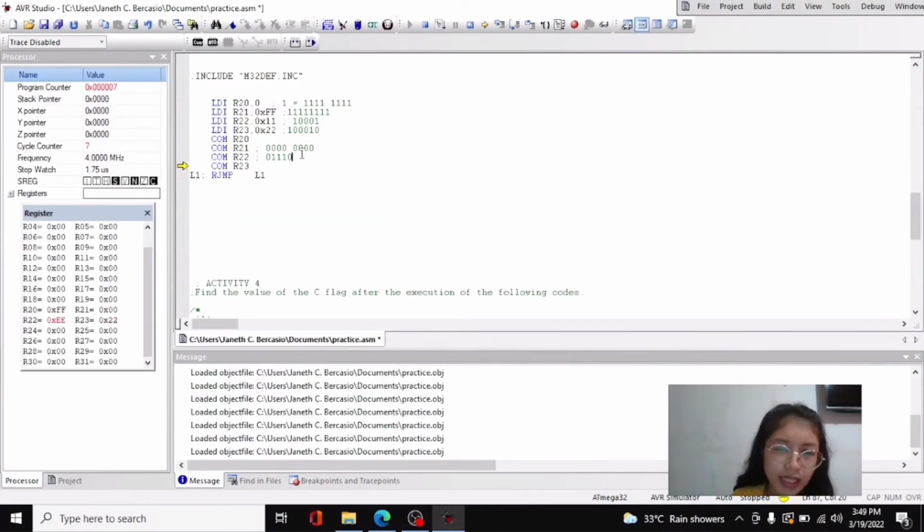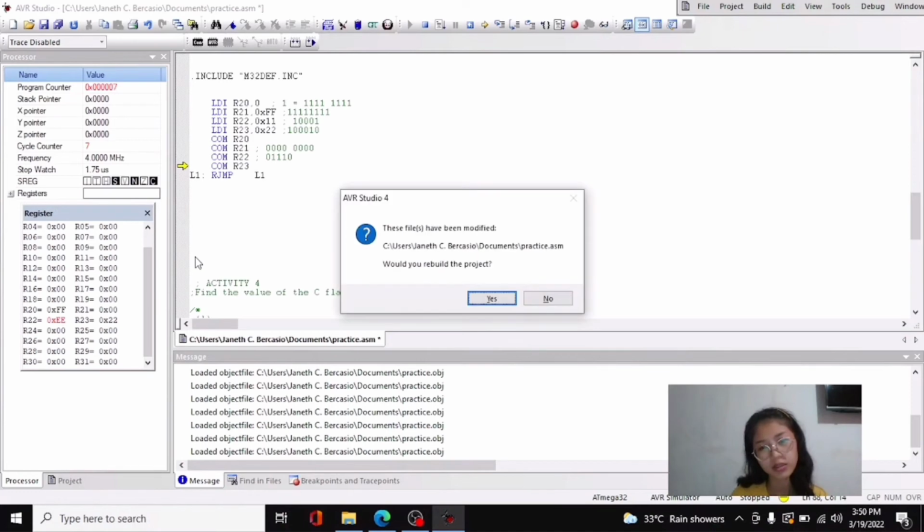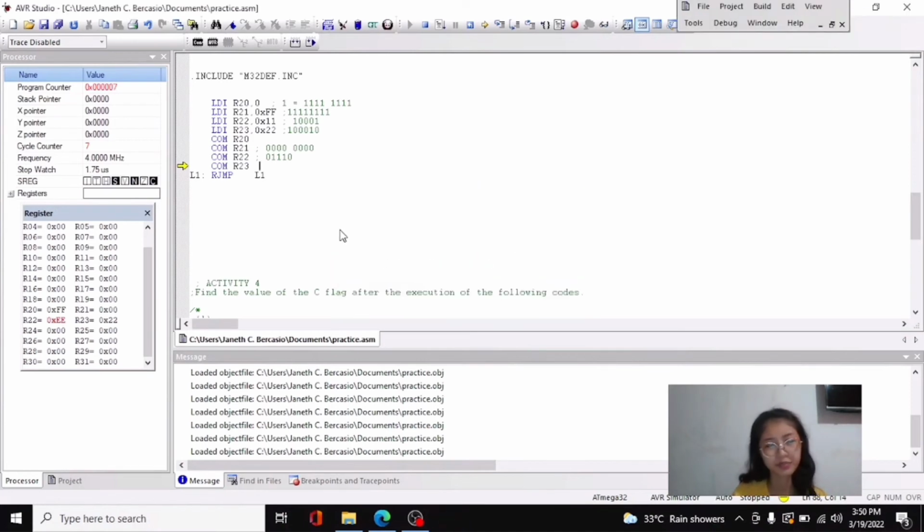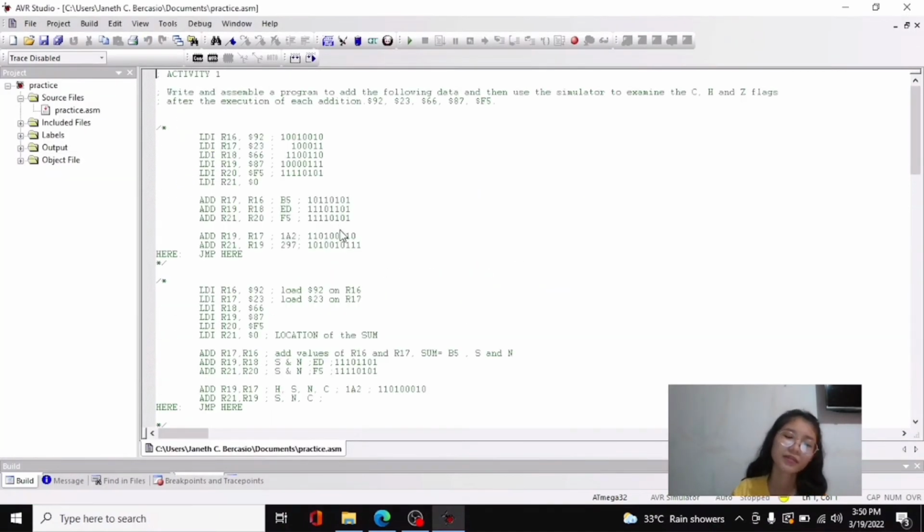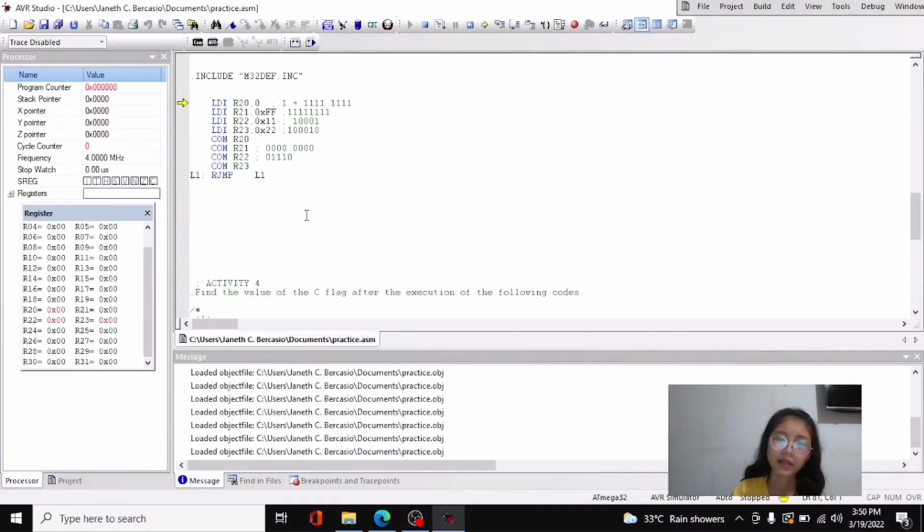So for this line, the complement of R22 is 0, 1, 1, 0. So we have the flags S and C. We have the S flag indicating the sign, which is negative. And then we also have the carry flag for complementing R22. And then lastly, for complementing R23, which is that number, we also attain the S and C flag.